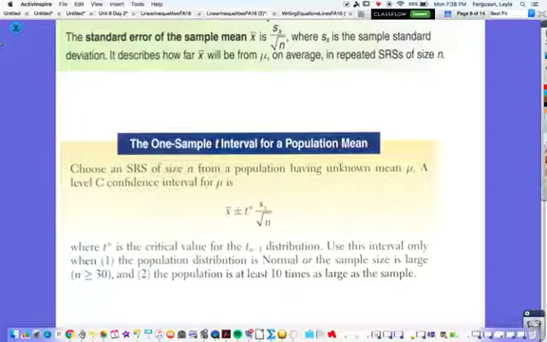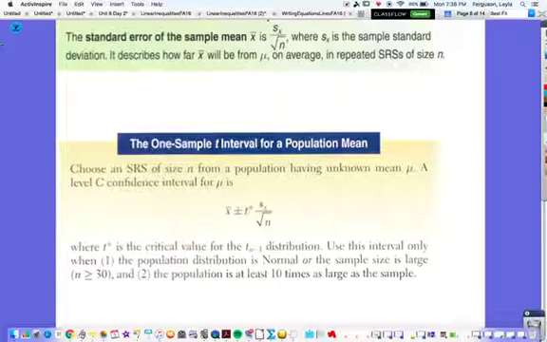It goes on to say, for the one-sample t interval for a population mean, we're going to choose a simple random sample of size n from a population having unknown mu. A level C confidence interval for mu is x bar plus or minus t star times s sub x over square root of n, where t star is the critical value for the t sub n minus 1 distribution.